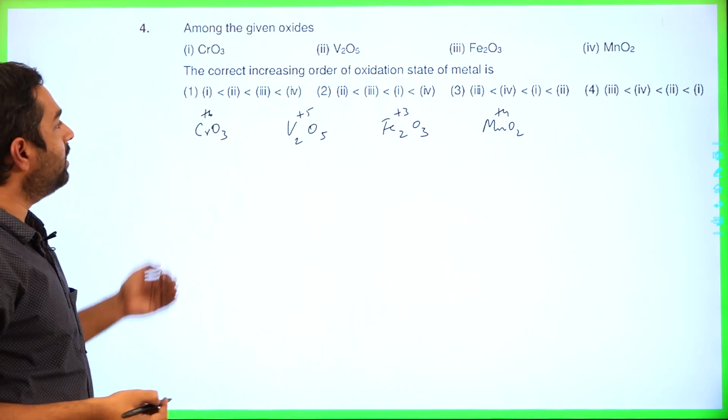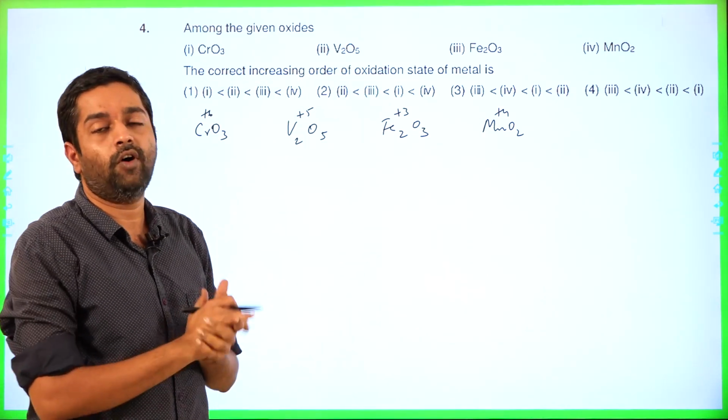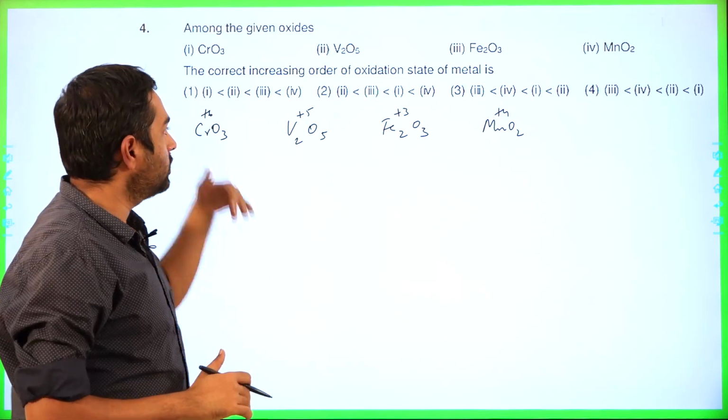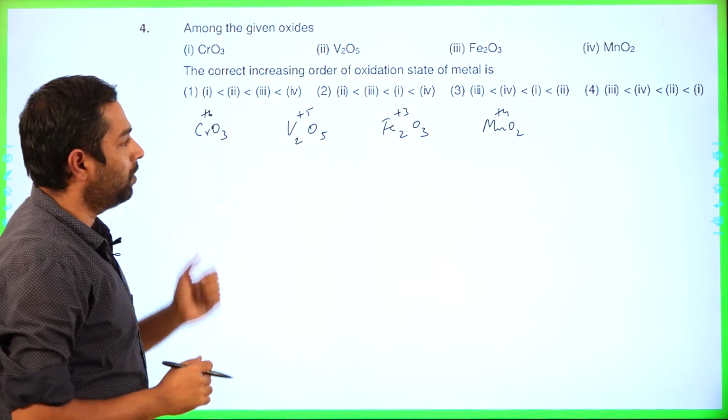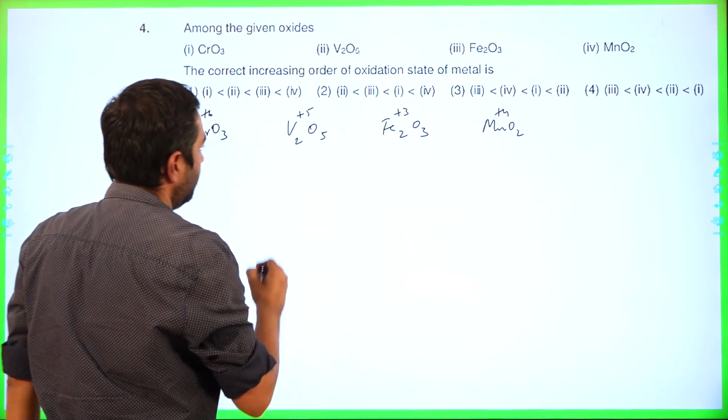So I am interested in arranging them in the increasing order of oxidation state of the metal over here. So if I am interested in arranging them in increasing order of oxidation state of metal over here, what is the increasing order of oxidation state? Fairly straightforward.